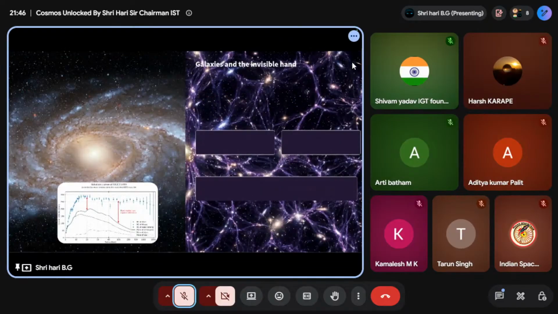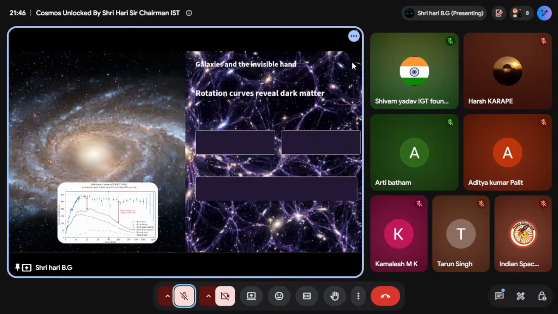Our Sun is just one star among 200 to 400 billion stars. We are in the Milky Way galaxy. In the Milky Way galaxy there are so many planets and stars, around 200 to 400 billion. Barred spiral galaxy. Our Milky Way is a spiral galaxy.